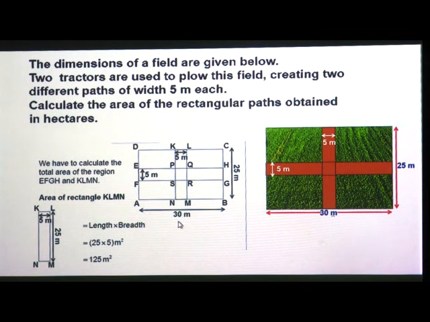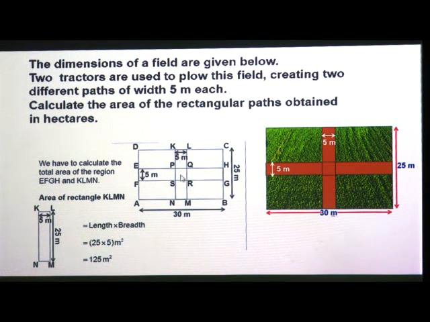What is the length? Yes, we had written 30 meter. What is the breadth? It is 25 meter. So, we have to calculate the total area of the region, that is EFGH and KLMN. So, we have to find out this area as well as this area. So, for the area of a rectangle, first we will see KLMN. You can see this is a rectangular shape, because already it is a rectangular field.